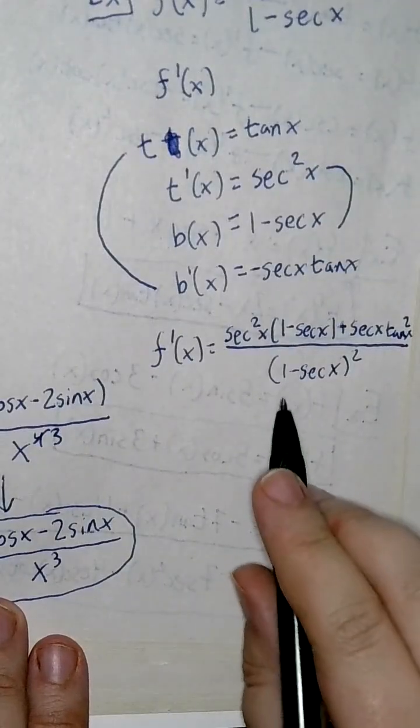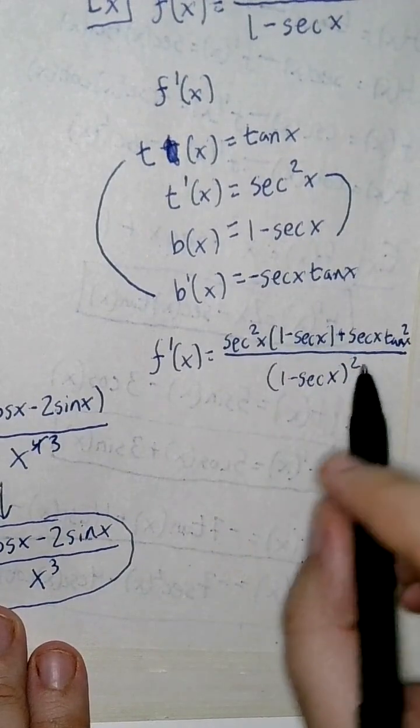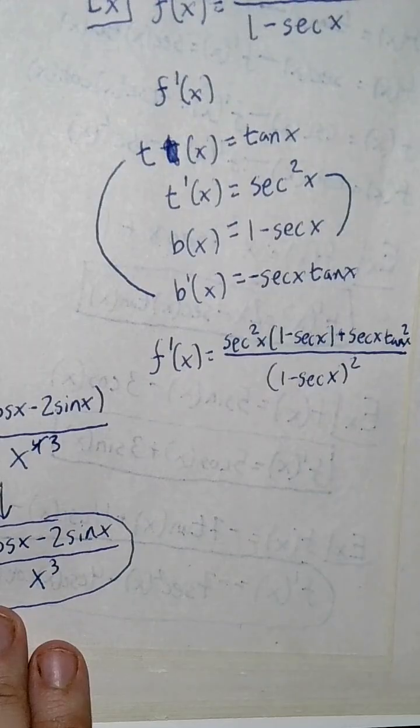So I'm going to go ahead and simplify this a little bit. So what can I do? I could factor out a secant squared. What else can I do?